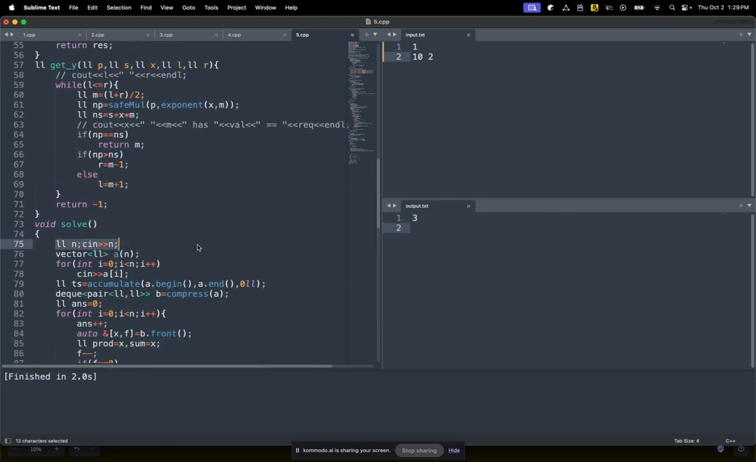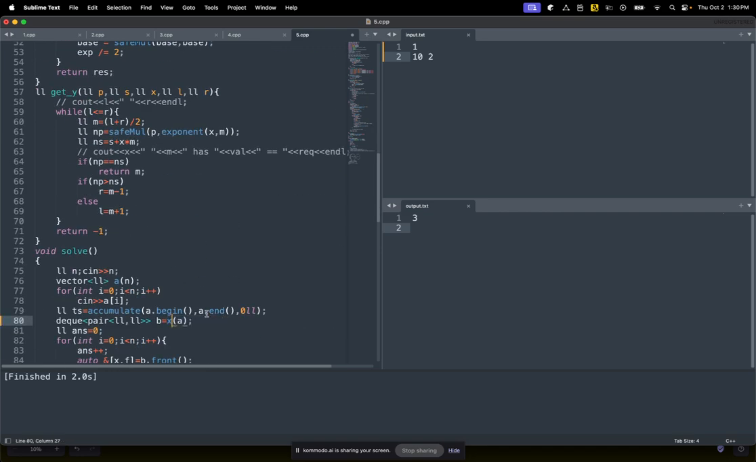Okay. So I took my n input, I created the vector L, I took all this input, and I got the total sum. This total sum would be useful for seeing when the product becomes very large and we cannot get the array. I accumulated all this, and then I created this compressed array. This compressed array is in the form of pair long long comma long long, the first one having the value, second one having how much frequency that occurs continuously. So we can see this compress function.